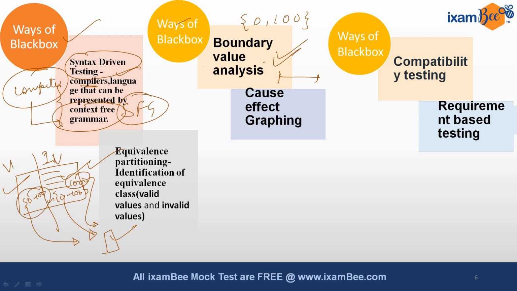The next one is boundary value analysis. There are major chances of getting defects in the boundary conditions. Here the boundary conditions are 0 and 100. So there are more chances of getting a defect at these two values.